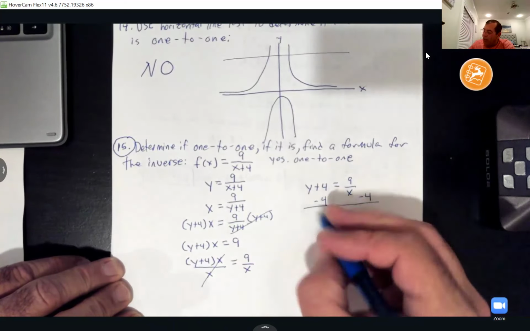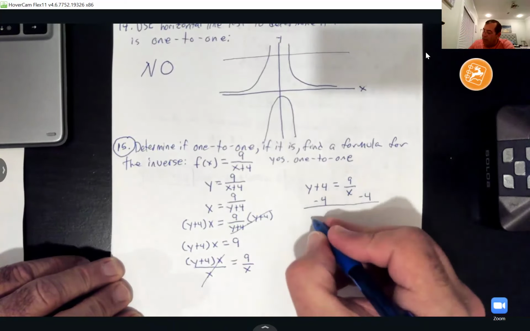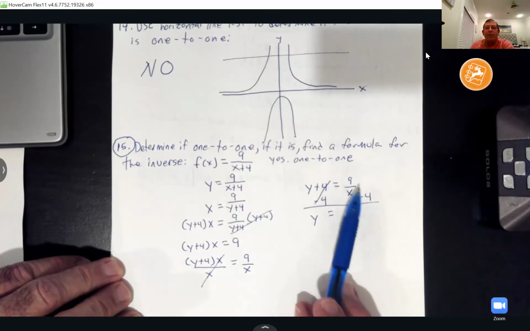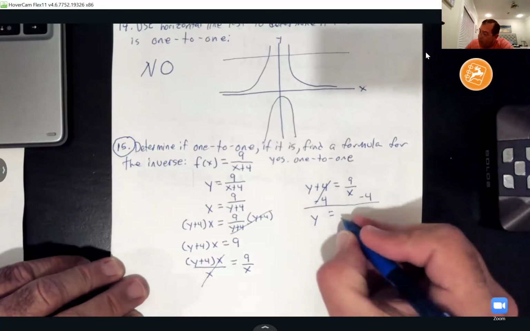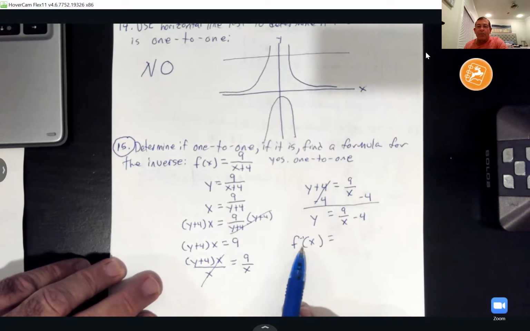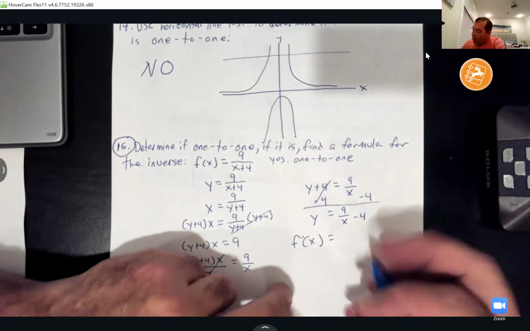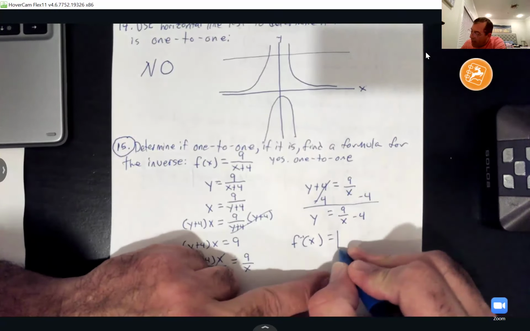So look what happens. The y comes down. That cancels on the left side. The right side, none of this is like terms. So that's just going to be 9 over x minus 4. So we now have it solved for the y. Now remember, MyMathLab is going to give you the f inverse of x notation, the f negative 1 of x. What you got to do is put in the answer here. And the answer you're going to put in is 9 divided by x minus 4.